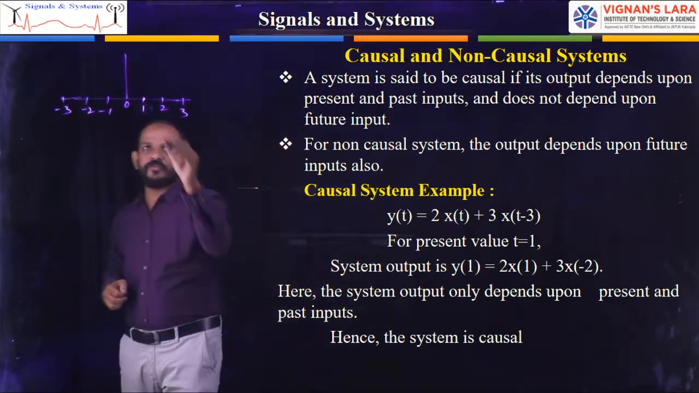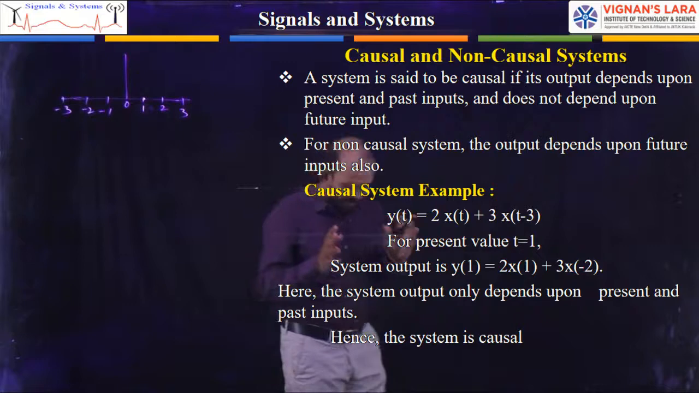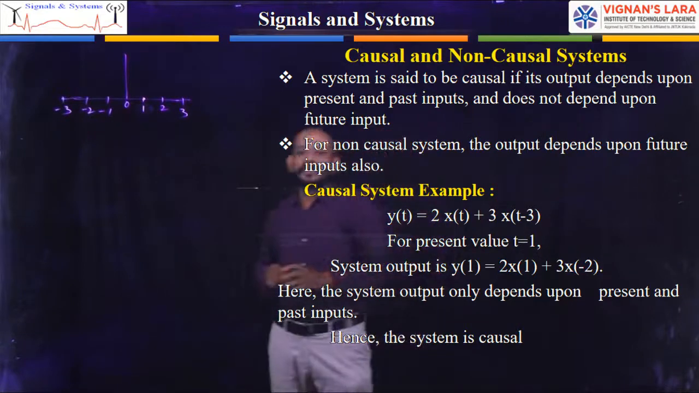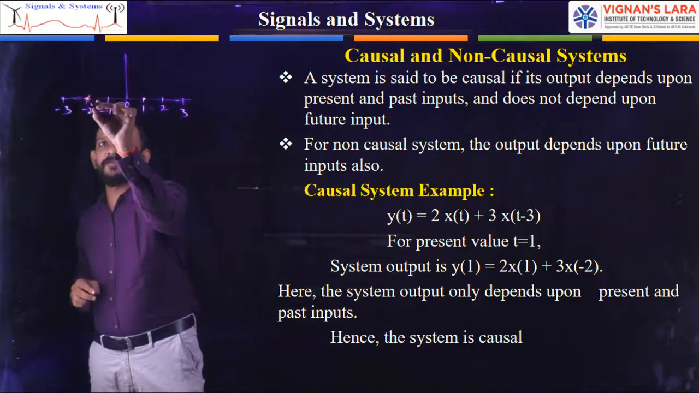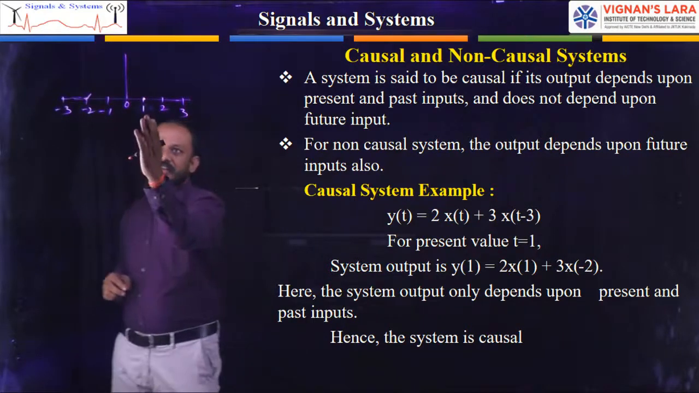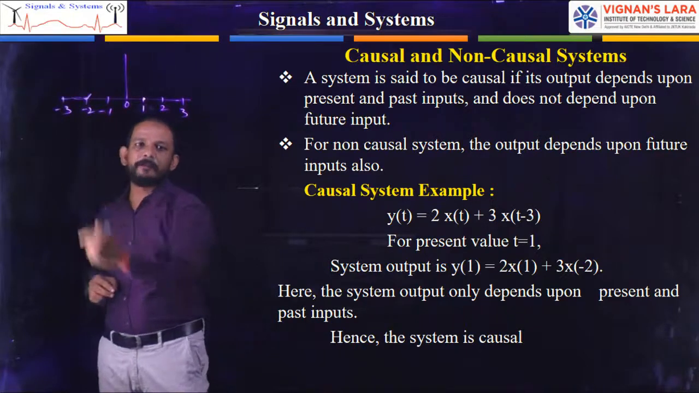Y of 1 equal to, what happens? 2 into x of 1. So x of 1 is this one. That is the present value. And then plus 3 into x of minus 2. X of minus 2 is here. That means 1 is the present value, then minus 2 is the past value.